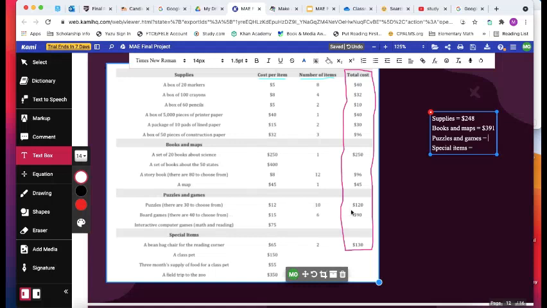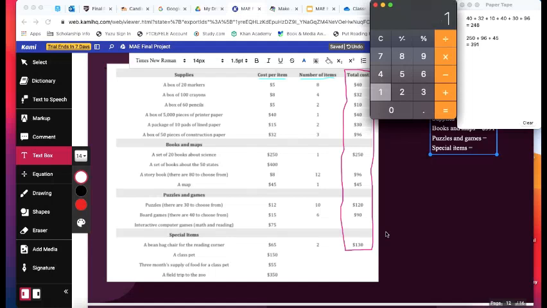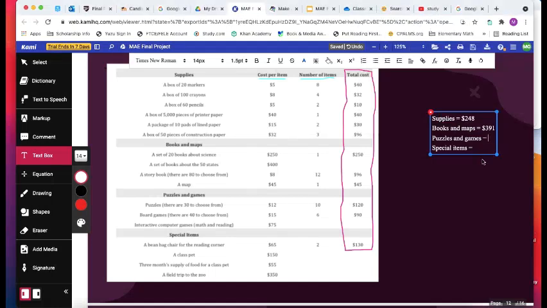Okay, looking at puzzles and games, we only have 2 prices. So we are going to add 120 plus 90 to give us 210. So in the puzzles and games category, we spent $210. And lastly, in special items, it appears we only have 1. We got 2 beanbag chairs for the reading corner in our classroom, which added up to $130. I almost forgot my dollar sign.